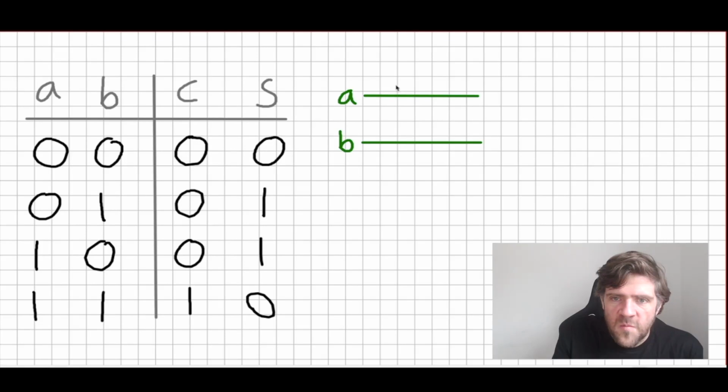But another thing we can do is make copies of these inputs. So we draw little dots to denote we're taking a copy. So we take our B and we take our A, and then these copies can go into another gate, which is going to be our AND gate.